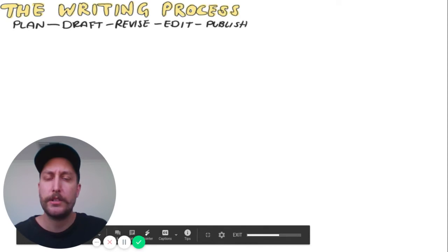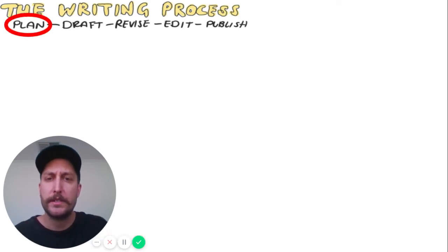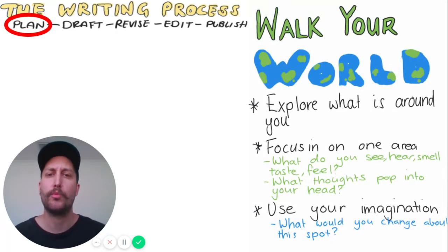Today's mini lesson is going to be all about the planning stage of the writing process. And the strategy that we're looking at is called Walk Your World. Now, this is such a really easy strategy to do. It's just all about going for a walk, either in your home, inside or outside, your neighborhood, or even your school, and just writing down or jotting down anything that you see, or you could be using all of your senses to make some observations.